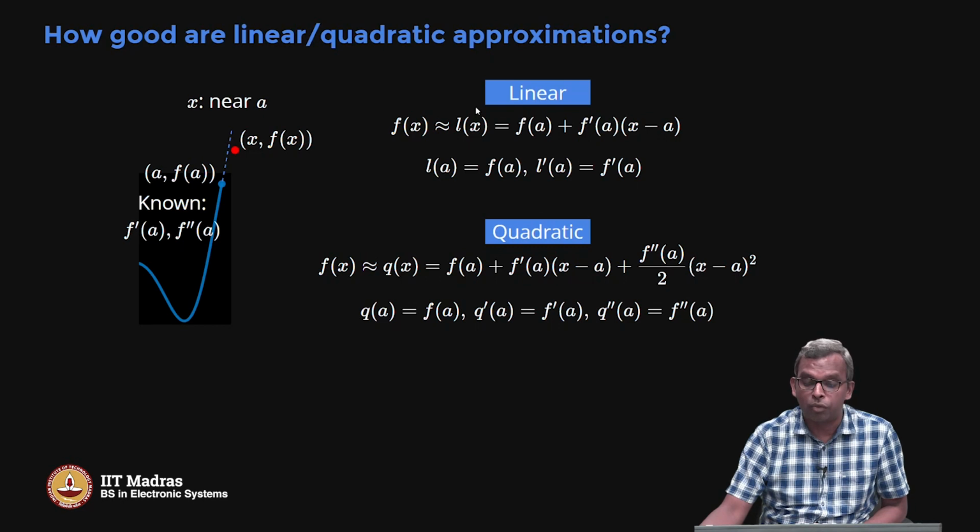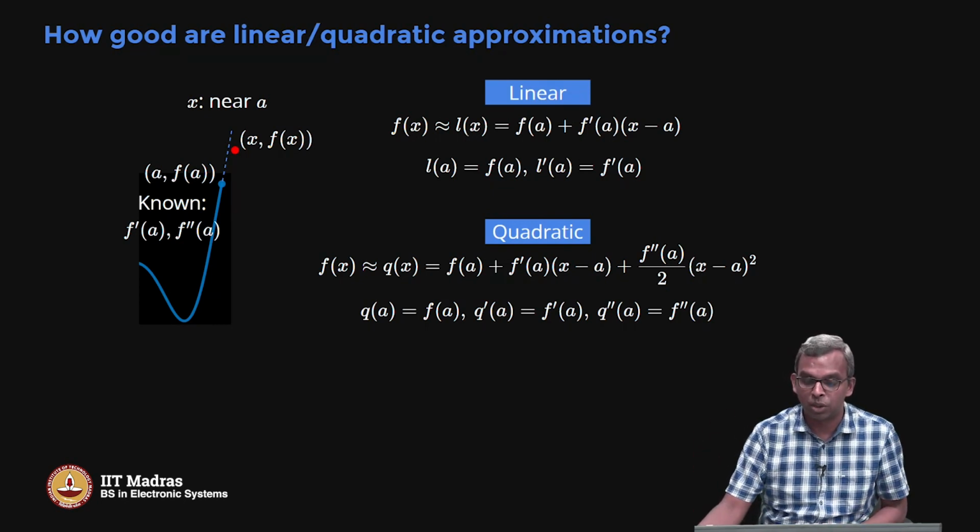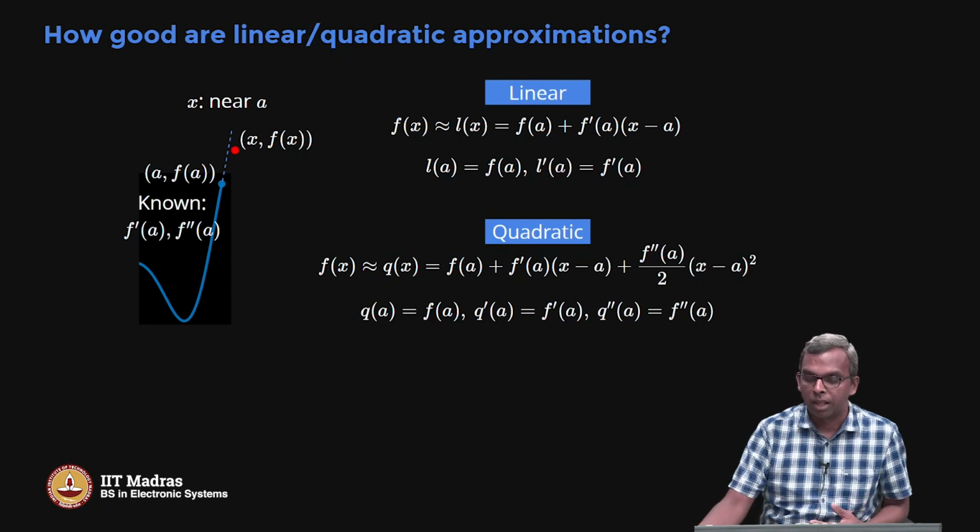also the derivative of L matches with the derivative of f at a. Okay, so it's a linear function, but L of a equals f of a, and L prime of a is also equal to f prime of a. Beyond that I can't say much, right? The derivatives may not match, because L double prime of a is 0, but on the other hand, f double prime may not be 0. Okay, so I don't know what happens beyond that, but at least these two values are equal.